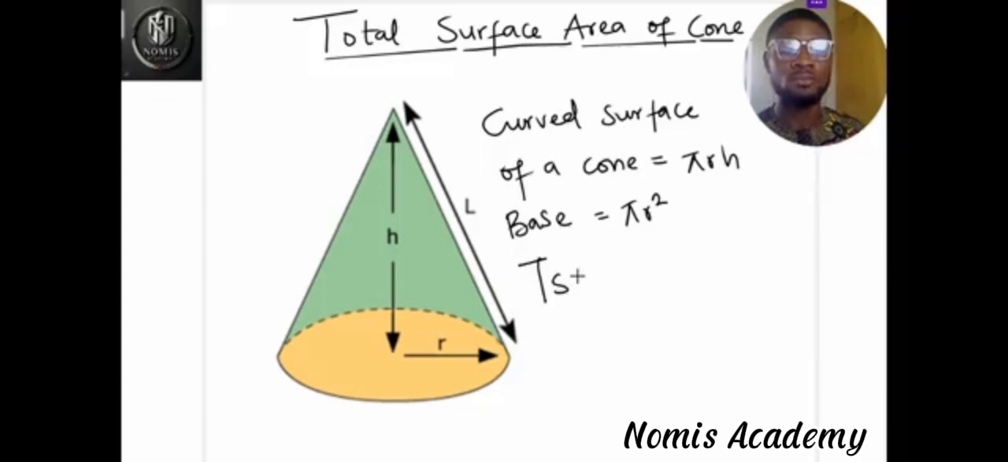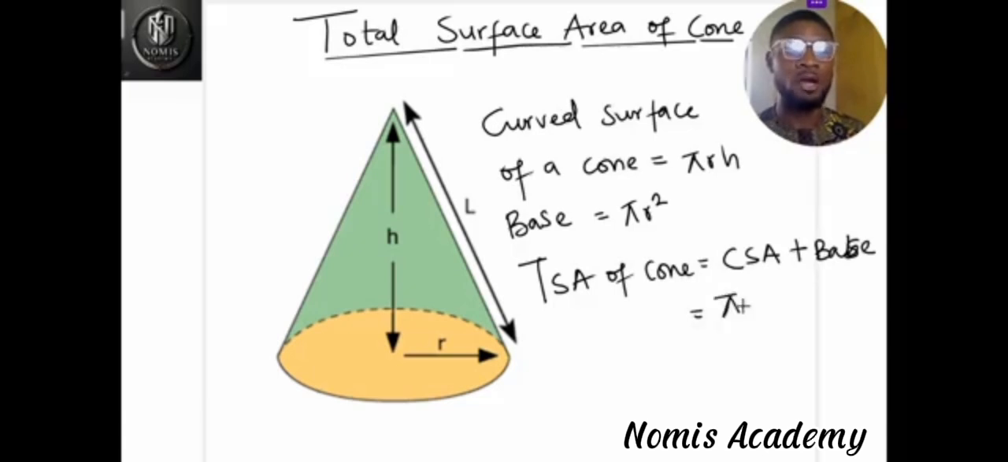So to calculate the total surface area of the cone, we say the total surface area of a cone is equal to the curved surface area plus the base. And since the curved surface area is pi r h, the base is pi r squared, when we add together, we have the total surface area of a cone.